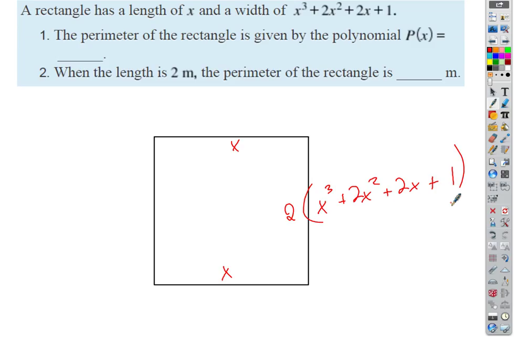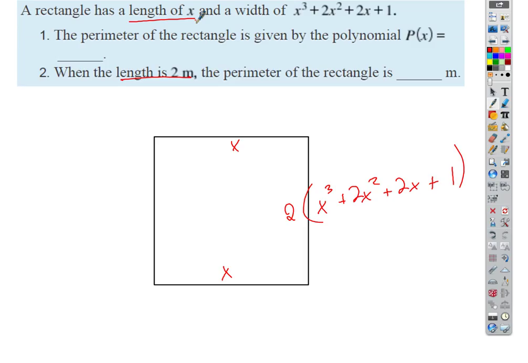So what about part 2 then? When the length is 2 meters, how could I figure out what the perimeter would be? Well, I'm going to have perimeter up here that's going to have a bunch of x's in it, right? It's going to have 2x cubed plus 4x squared plus some x's plus 2, right? That's my function that represents the perimeter for any value of x I choose. Well, what if it's telling me that the length is 2? Now the length is x, right? So what's that telling me?